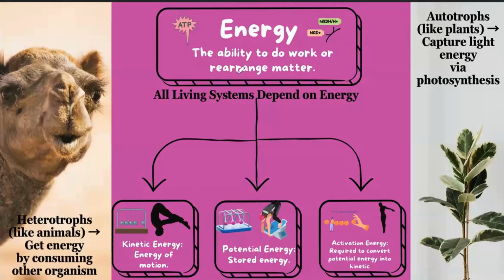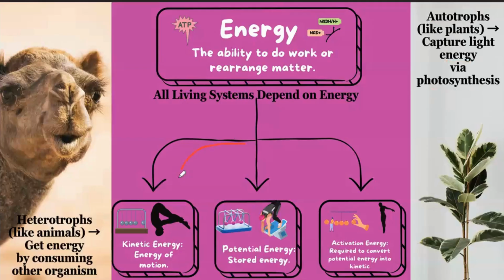So to recap, we have energy, which is the ability to do work, and all living systems depend on that energy. We as humans are heterotrophs. We get energy by consuming other organisms, such as plants. Plants are a little bit different because they're called autotrophs, and they capture the light, and that light is utilized as energy in a process called photosynthesis.